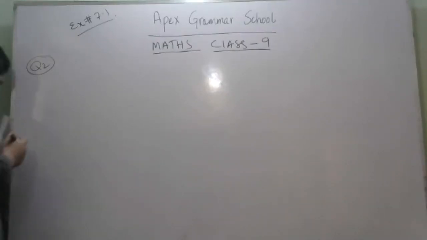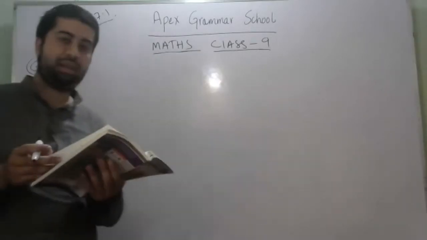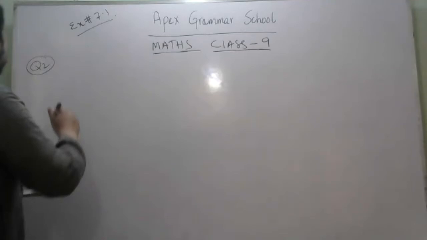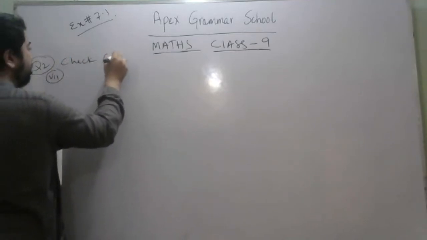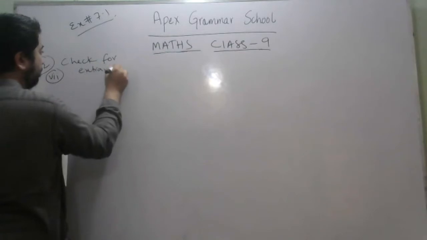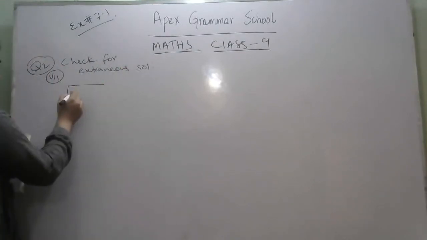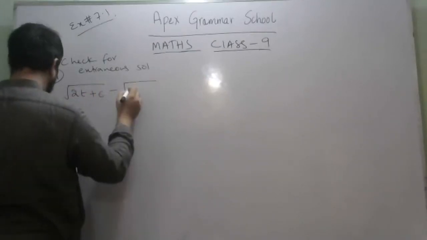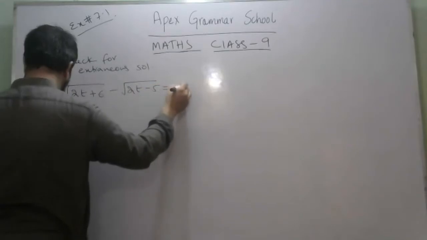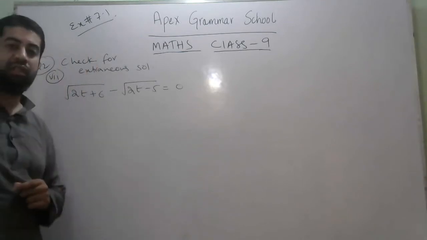Question number 2, part 6 we have already done. What was it? Extraneous solutions. So part number 7 is: check for extraneous solutions. Solution: square root of 2t plus 6 minus square root of... First we need to solve and then we need to check.